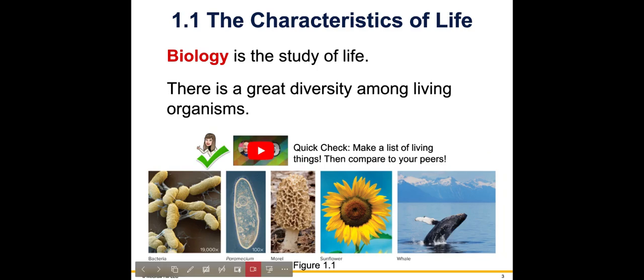So let's start with first the characteristics of life. Biology is the study of living things, or the study of life, and there is a great diversity amongst living things. You can do a little quick exercise here looking at this picture. Make a very quick list of all of the living things that you can imagine. Maybe you've made a list that includes bacteria or protists or fungus, different plants, different animals, and all of those things would be studied under biology.